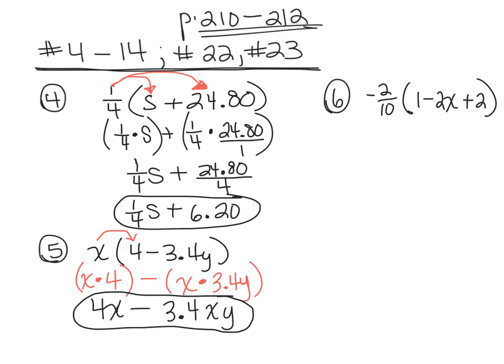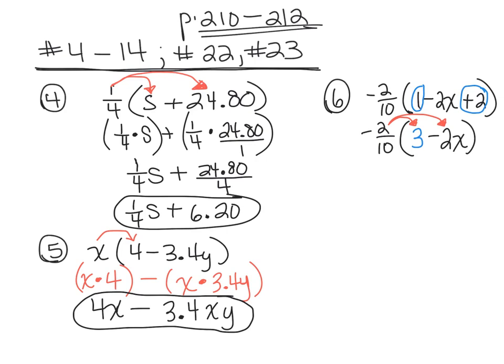Now let's do the same thing with number 6. You'll notice on number 6 that we have a fraction in front of the parentheses, but inside those parentheses we do have some simplifying that we can do first. So let's combine those like terms. Our expression is going to be -2/10 times the quantity. We're going to put the 1 and the 2 together to make 3, and then we're going to have subtracting 2x behind that. Now we're going to go ahead and distribute that -2/10 to each term inside.